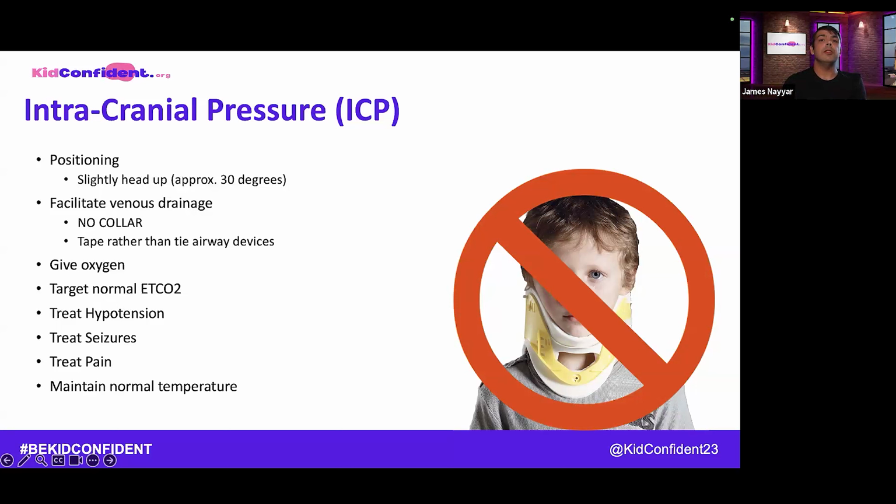Give oxygen, like I've said, target normal end tidal carbon dioxide. Too much or too little CO2 in your blood is bad for brain perfusion. We treat hypotension, we treat seizures because they use up oxygen, glucose, and create acidosis as well. And we treat pain and maintain a normal temperature. All the things that you would do in an adult standard care.